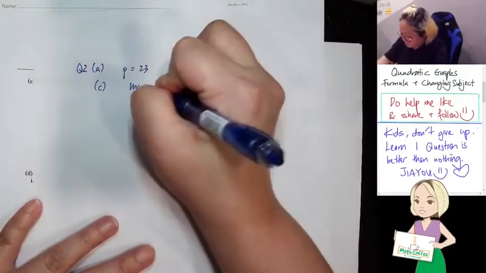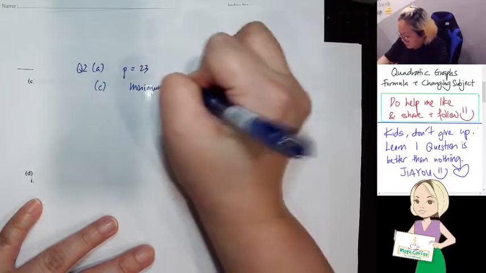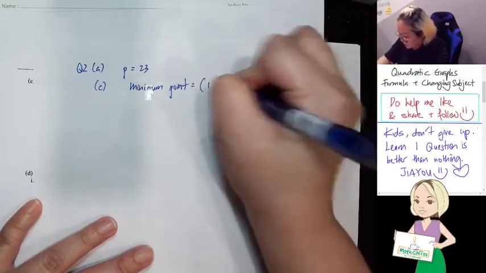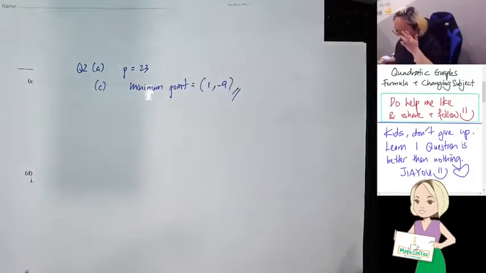So my minimum point is equal to (1, -9). Done.